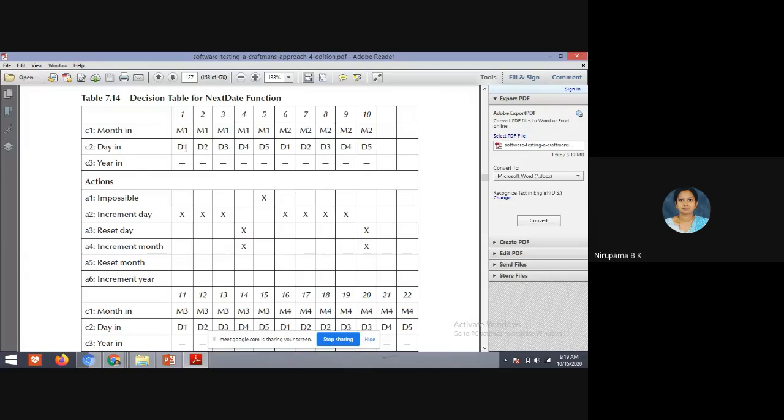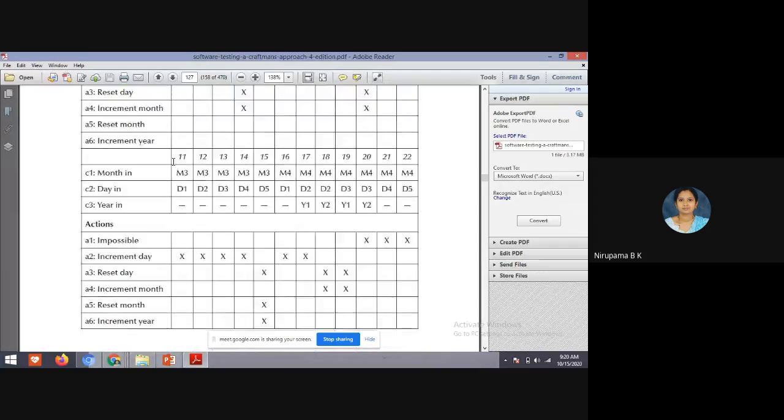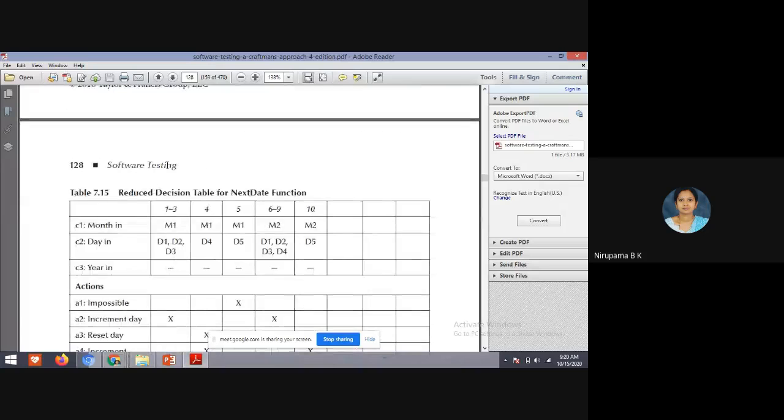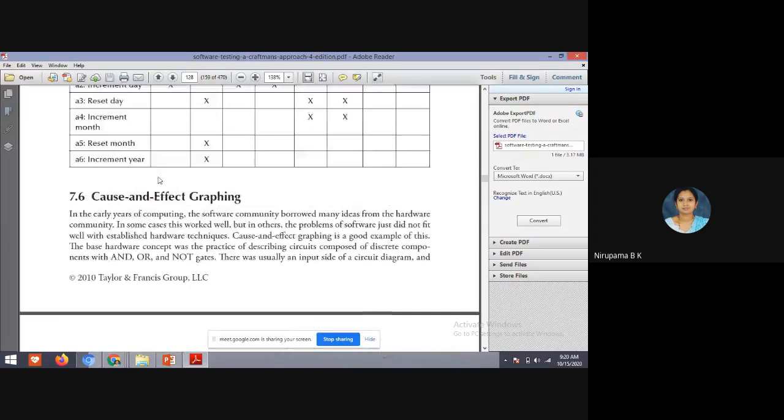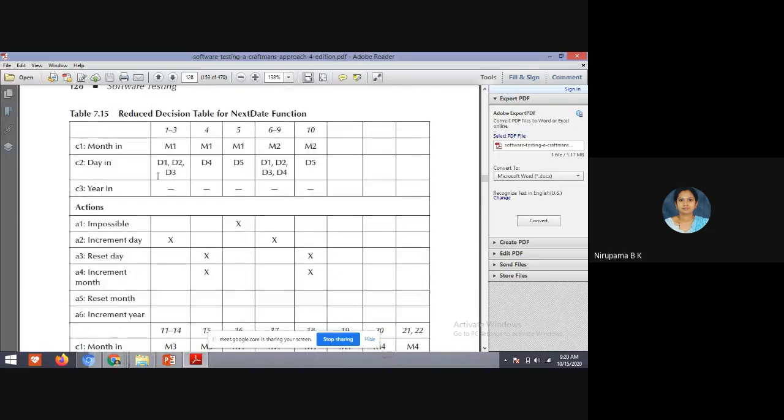If the day value is 1, then day will be incremented. Correct? If the day value is more than 31, then month will be incremented. See here in the reduced decision table. This is a reduced decision table for the next day function.